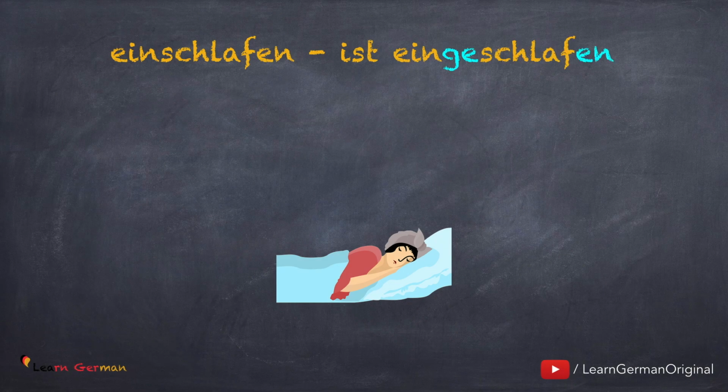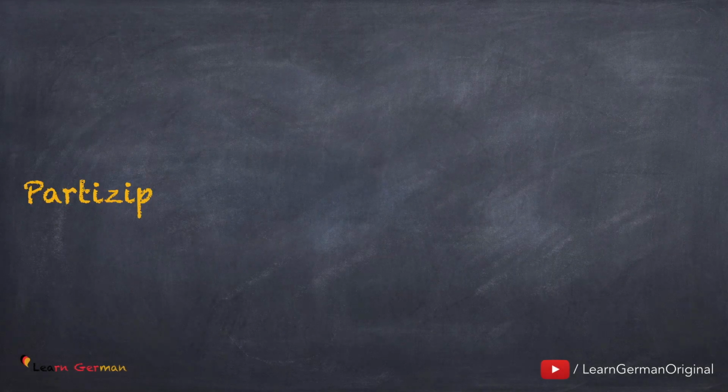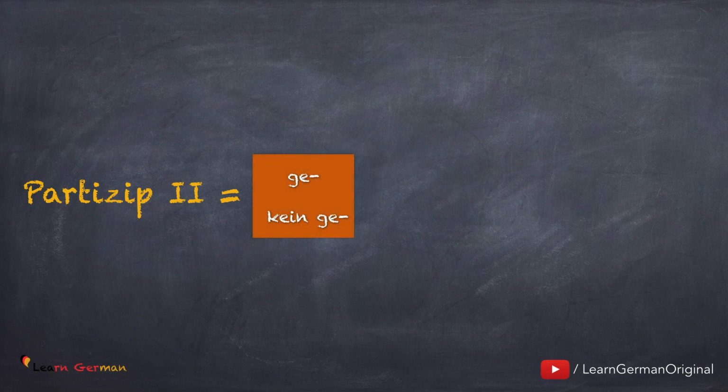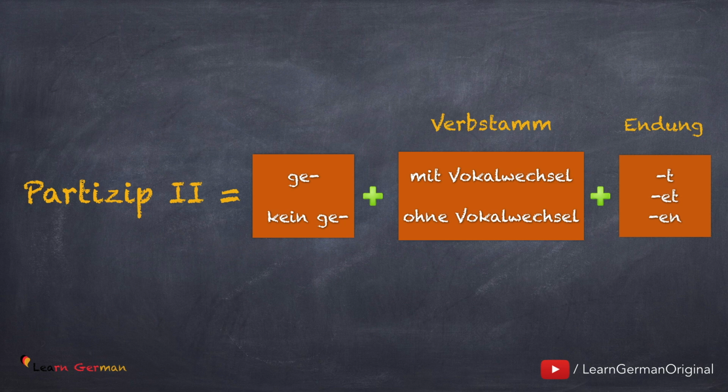Let's look at an example of a trennbares Verb. Einschlafen ist eingeschlafen. Wann bist du gestern eingeschlafen? The basic rule is you can add a ge or there is sometimes no ge to the Verbstamm. This Verbstamm might have a Vokalwechsel or no Vokalwechsel. At the end, you can have either a t or et or en. This rule varies from verb to verb.